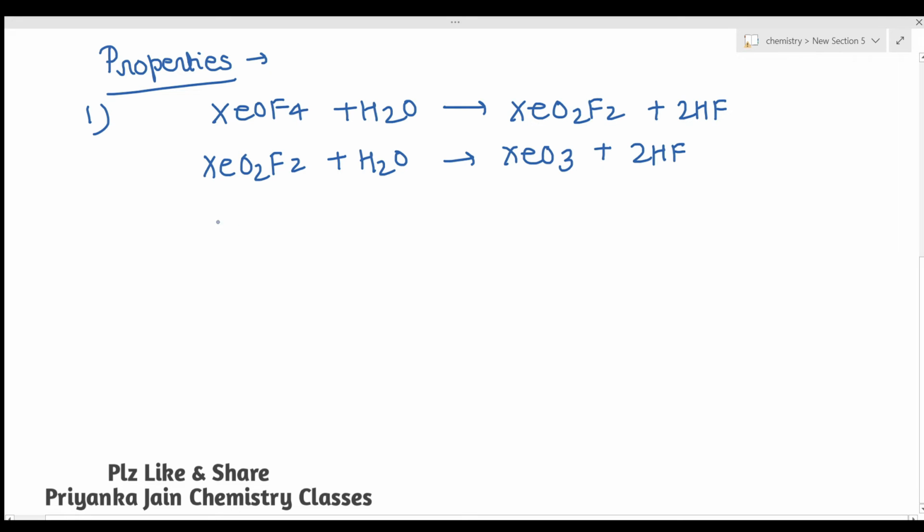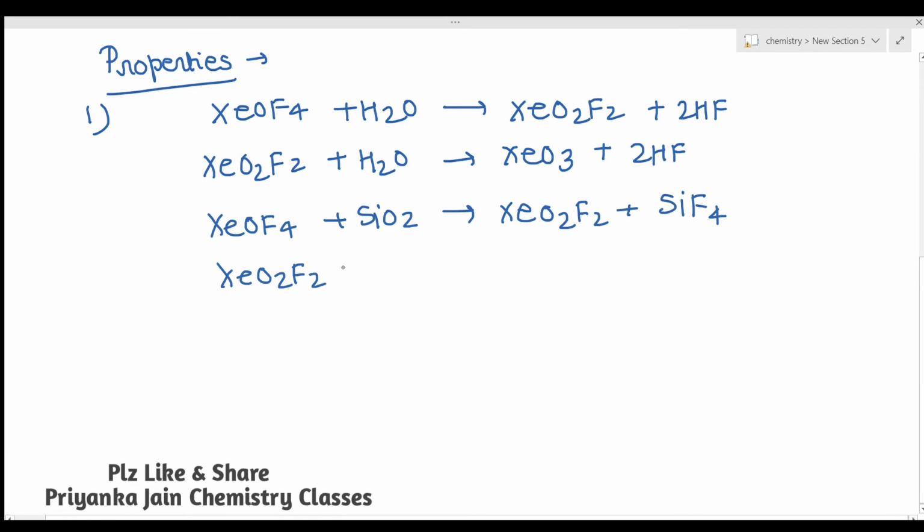Similarly, XeOF4 can react with the SiO2 and it forms XeO2F2 and SiF4. Now it again reacts with SiO2 and it forms XeO3 plus SiF4.